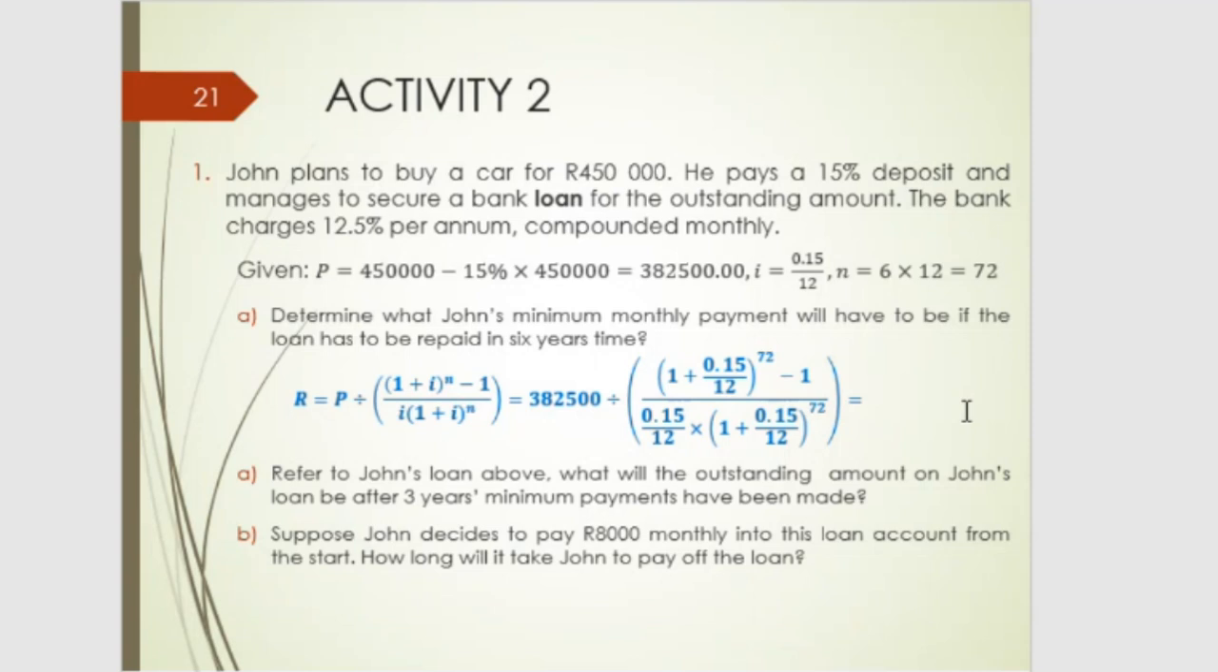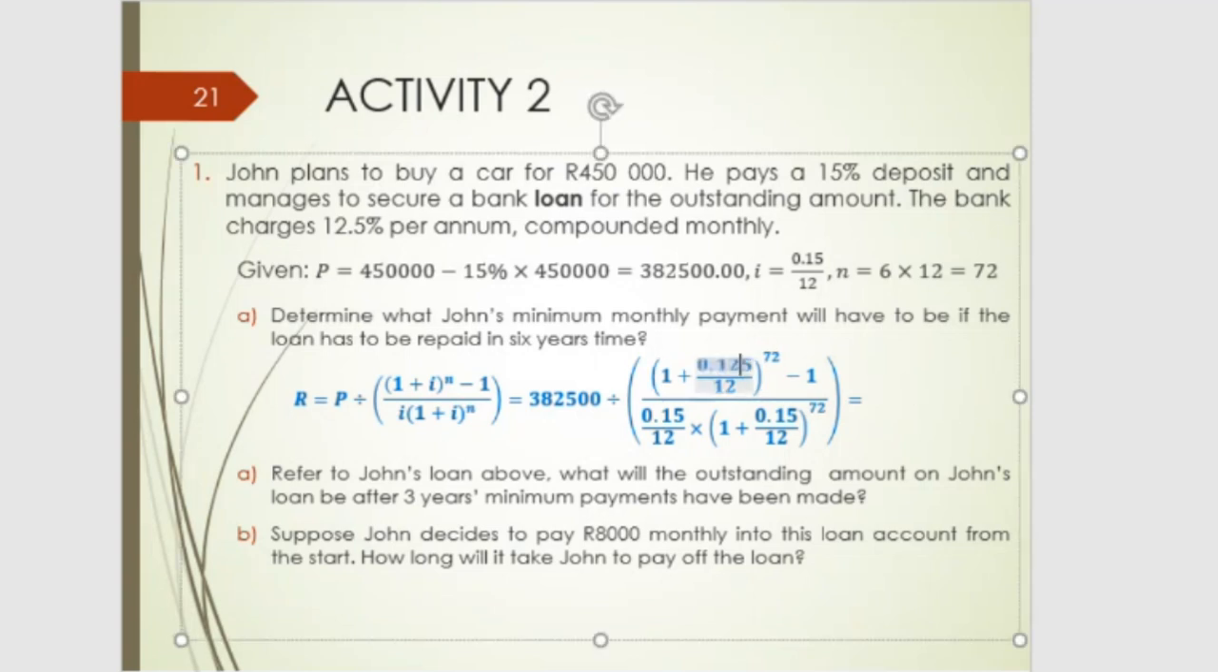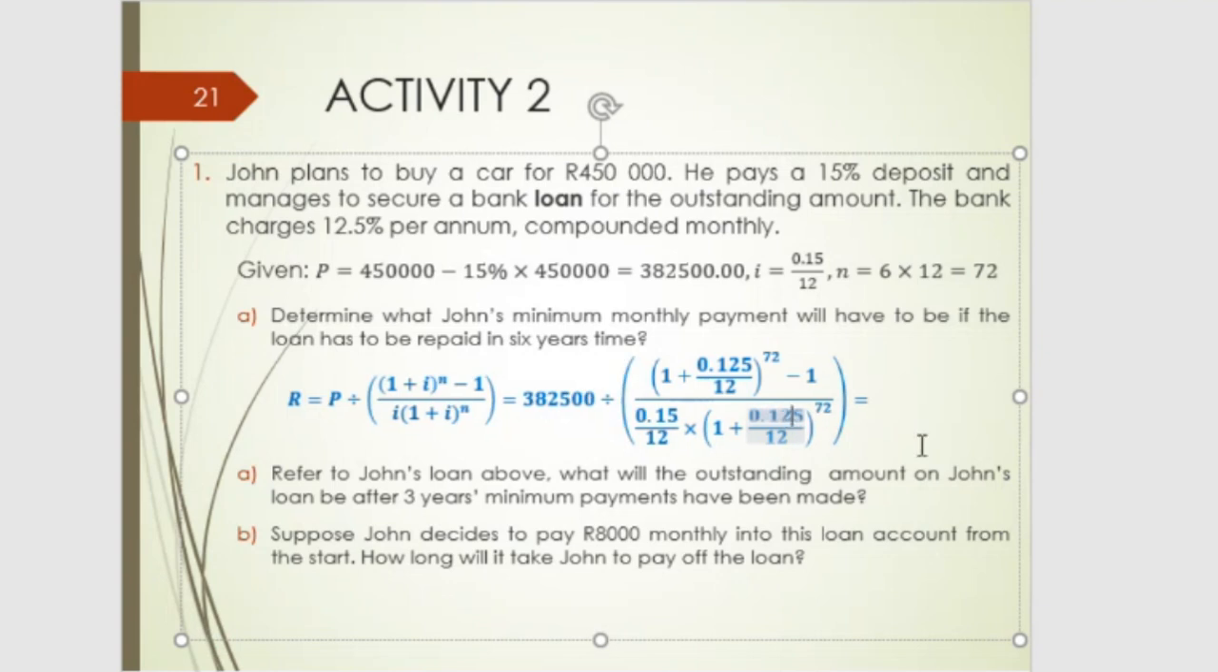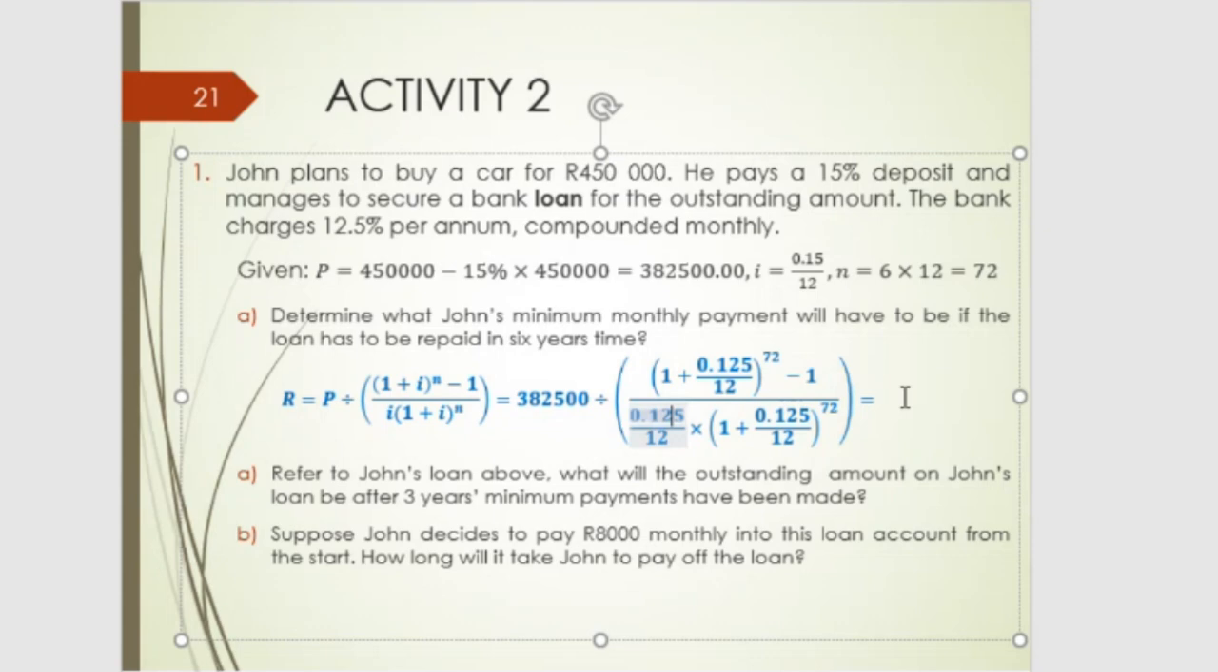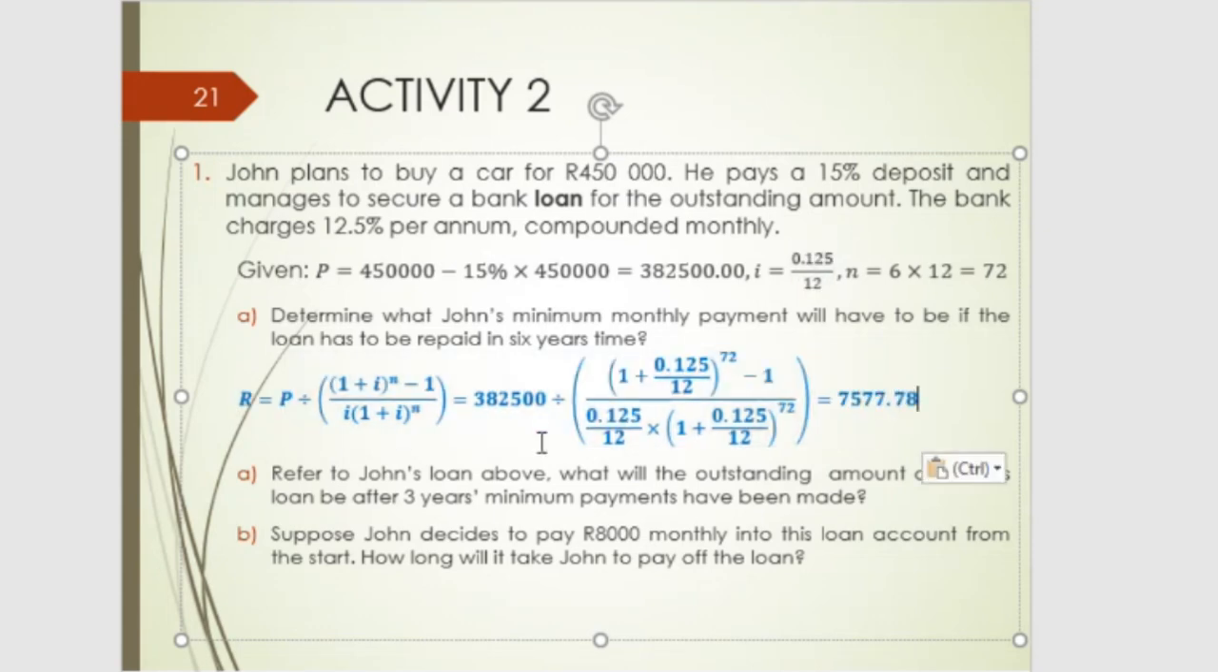All right. The second one says, refer to John's loan above. What will be the outstanding amount of the loan be after 3 years minimum payments have been made?